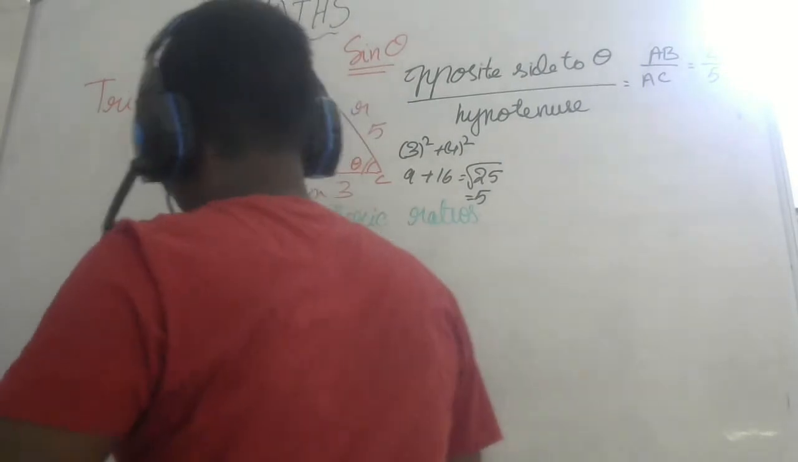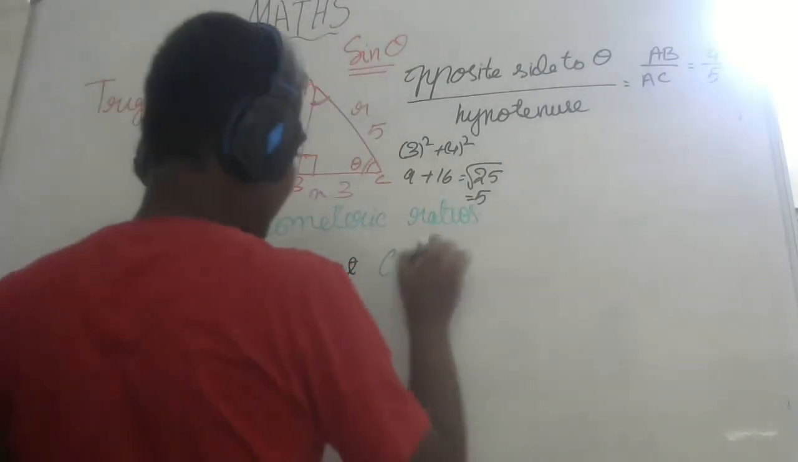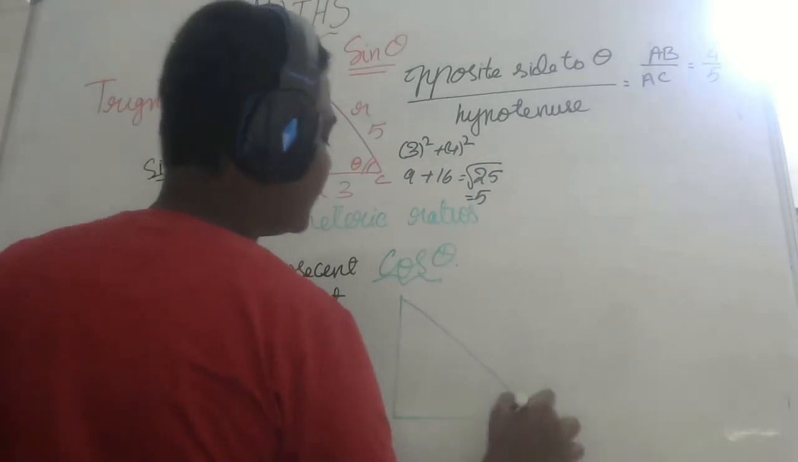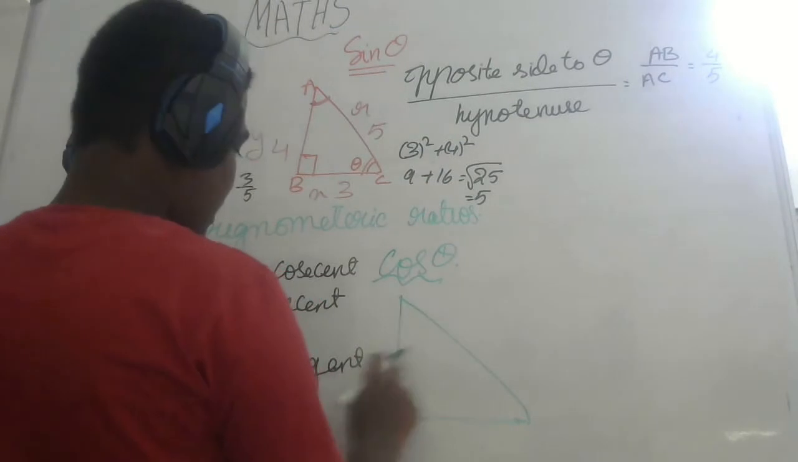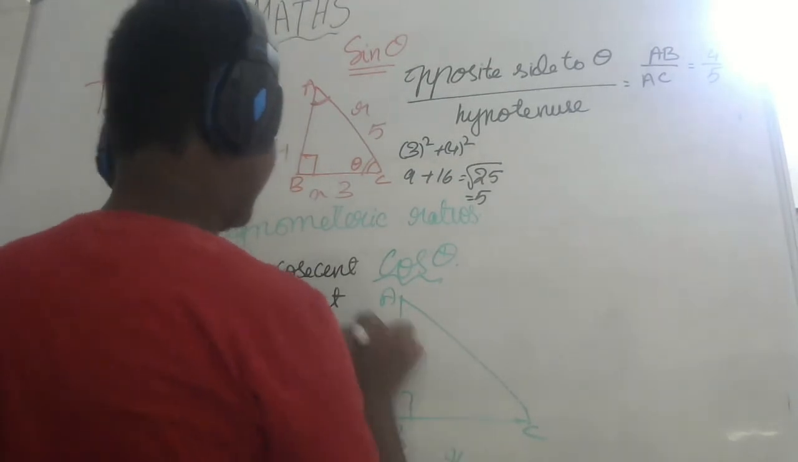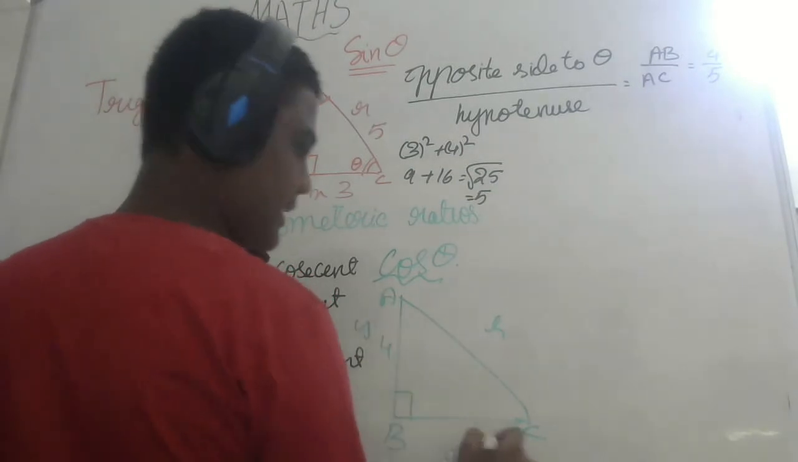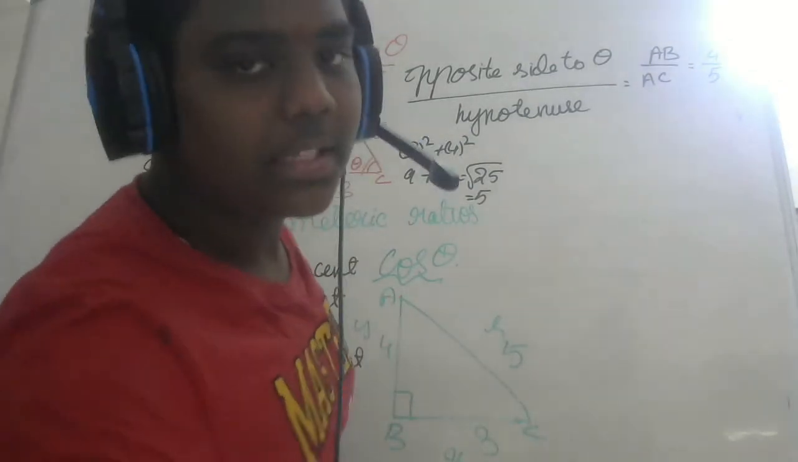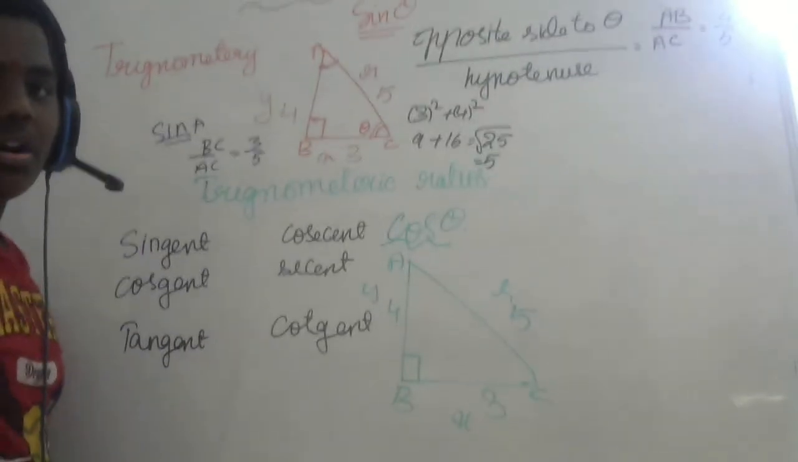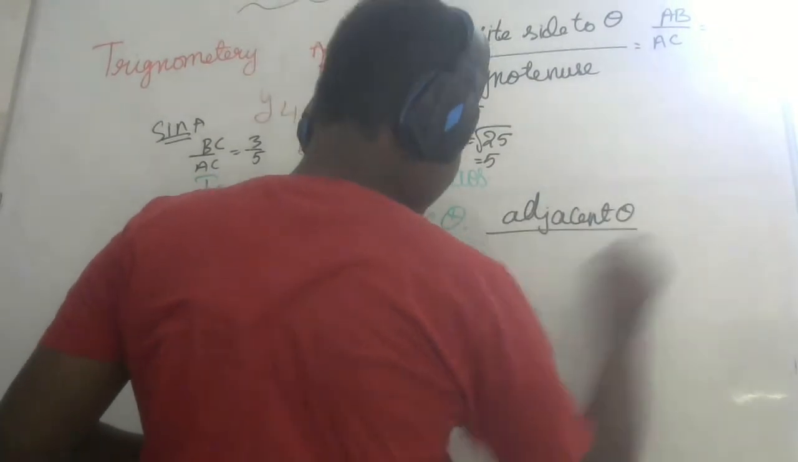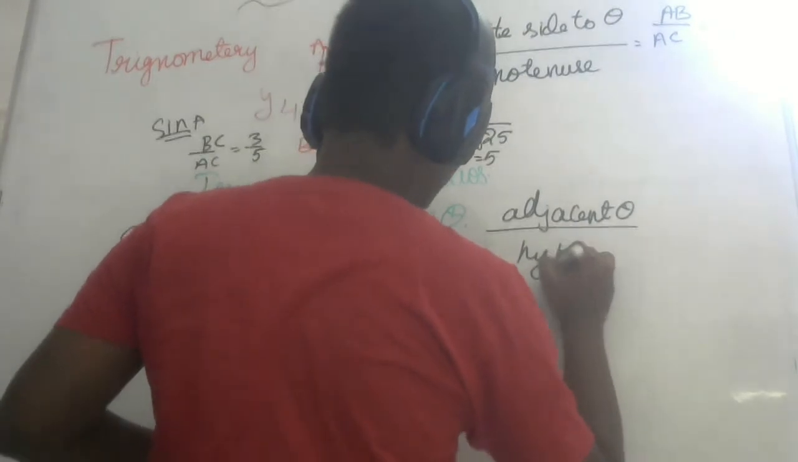Now the second ratio, which is cos theta. The same thing I am representing: the right angle triangle with the perpendicular side, A, B, C, here my X, here my Y and here my R. AB is 4, BC is 3 and AC is 5. What's the formula to calculate cos theta? It is adjacent side to theta by hypotenuse.